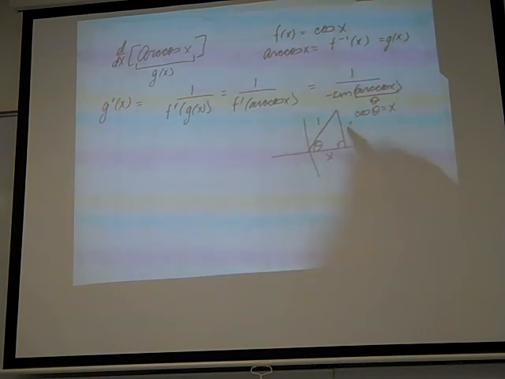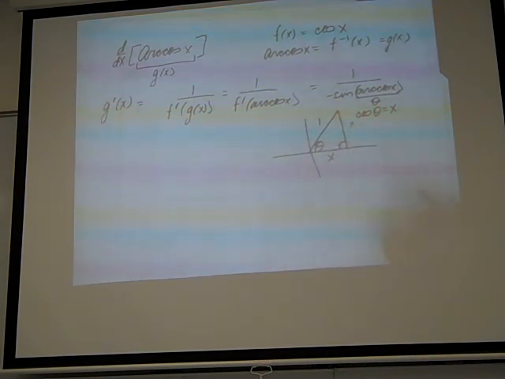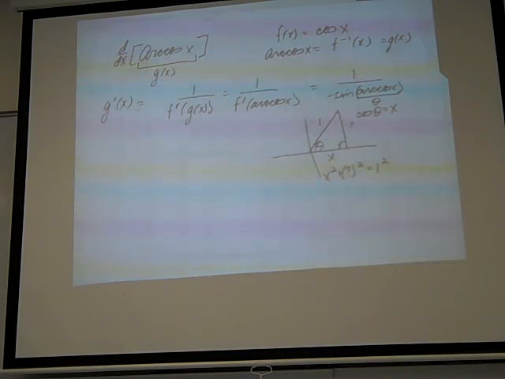What I'm missing is the opposite side. But thanks to the Pythagorean theorem, we can say that x squared plus the side we don't know squared equals 1 squared. So the side I don't know squared must be 1 minus x squared. So the side I don't know is the square root of 1 minus x squared. There it is, square root of 1 minus x squared.